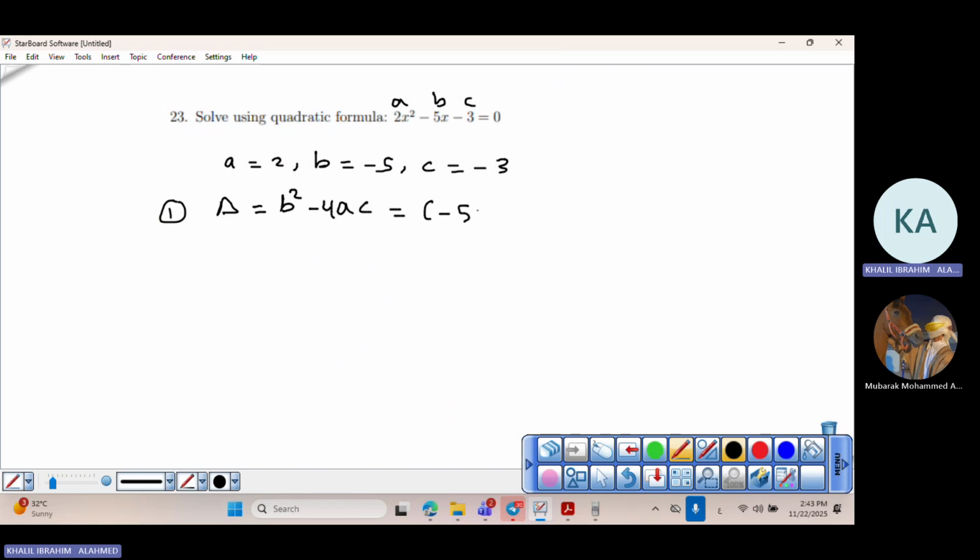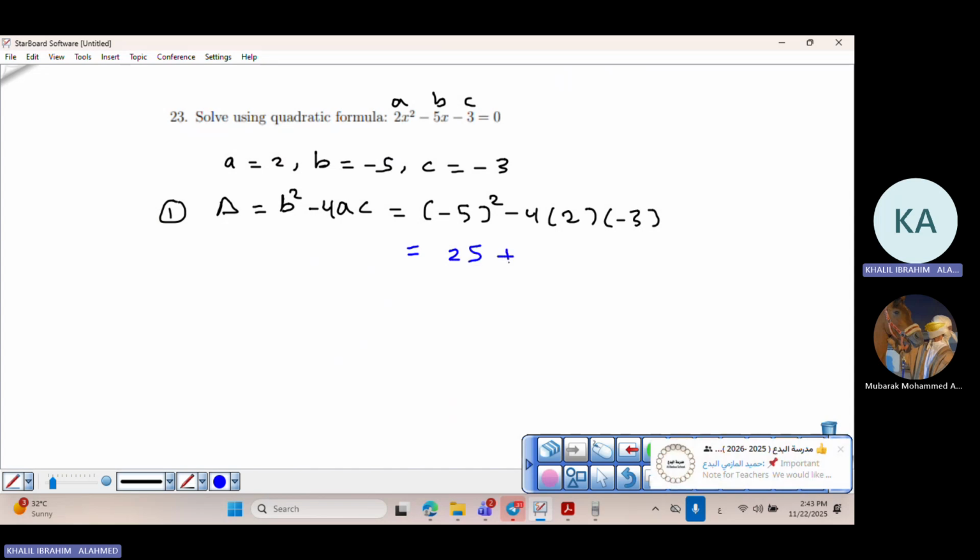B equals -5, so B squared is 25. Then -4 times A, which is 2, times C, which is -3. Negative times negative is positive, 2 times 3 is 6, times 4 is 24. So 25 plus 24, the answer equals 49.